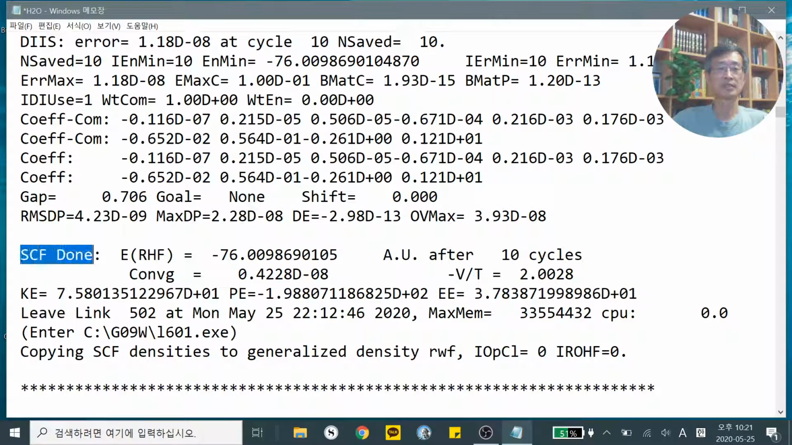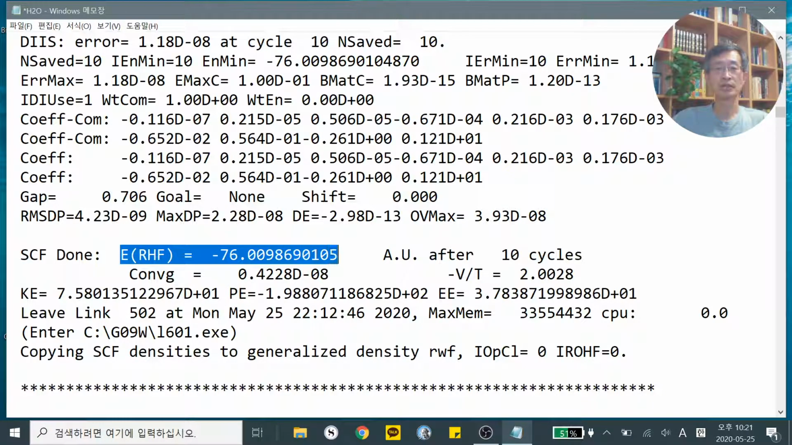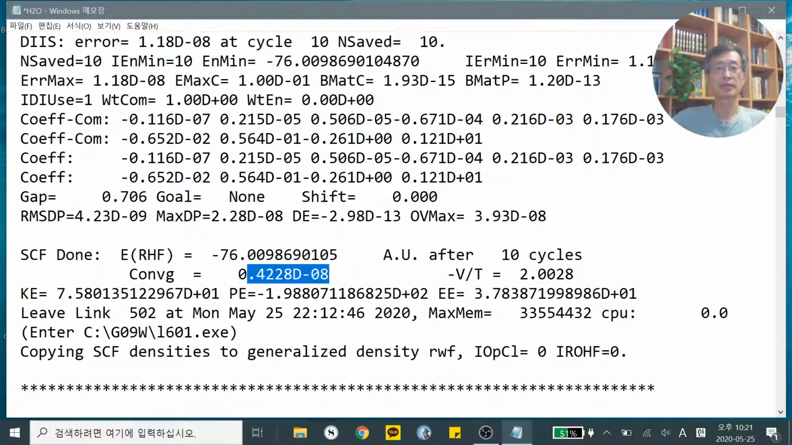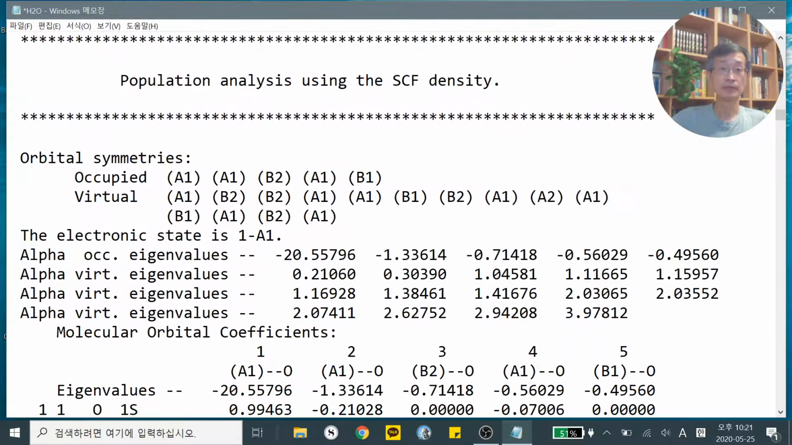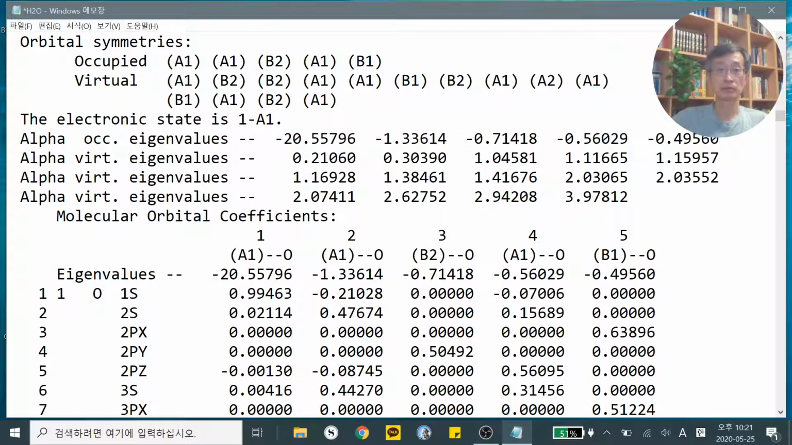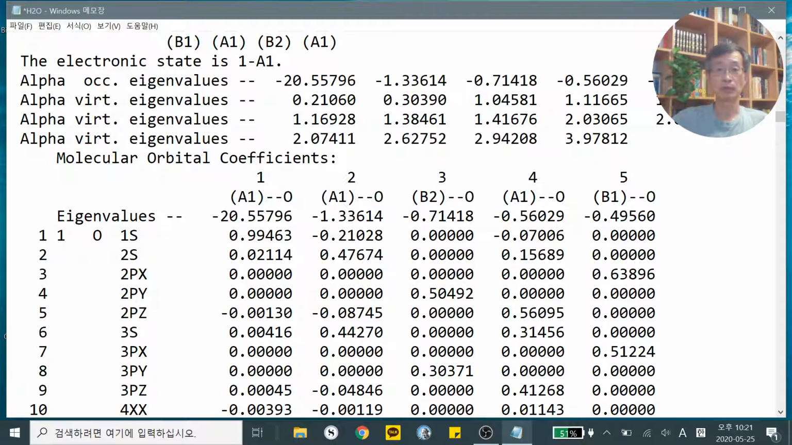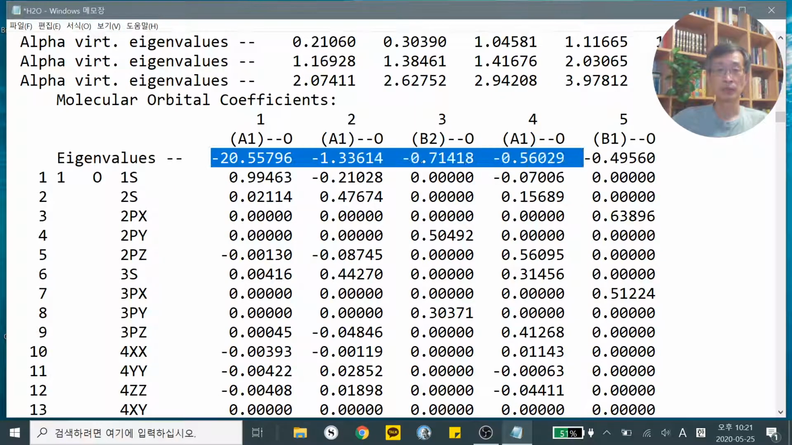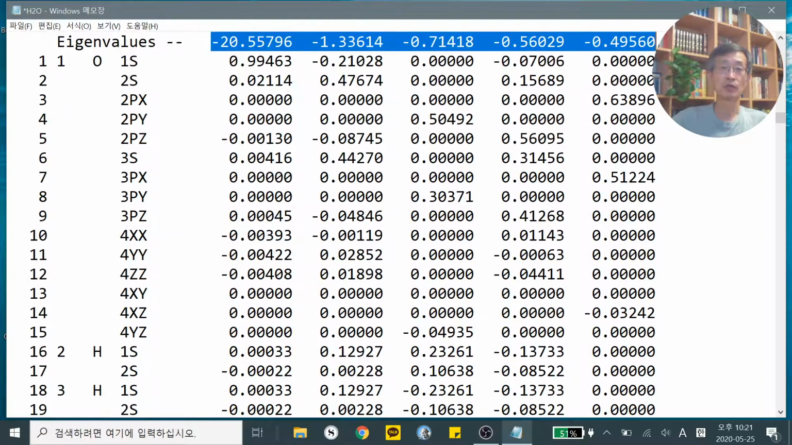So SCF is done, and then the energy is calculated, and then the convergence criteria is like that. Given the initial geometry, you achieve self-consistency at the 10th cycle, and then you have the energy for that conformation. And then you analyze your orbitals. Your A1, B1, B2, B1 orbitals have orbital eigenvalues, which are orbital energies, and occupancy.